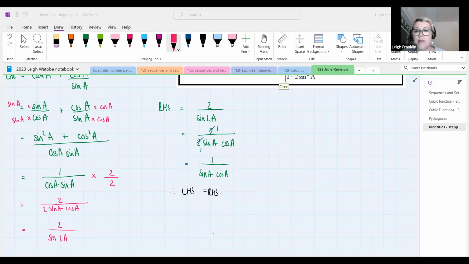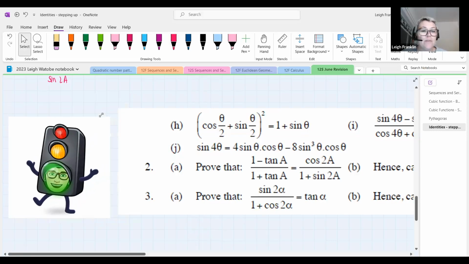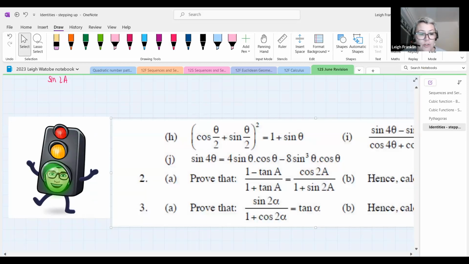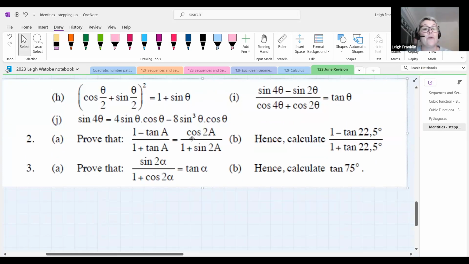Cool beans. Okay, so let's jump into something that is a little bit more difficult. Okay, so these questions that I've given you are not the easiest, okay, but you have to try them because you're going to get things like this in your tests or an exam.